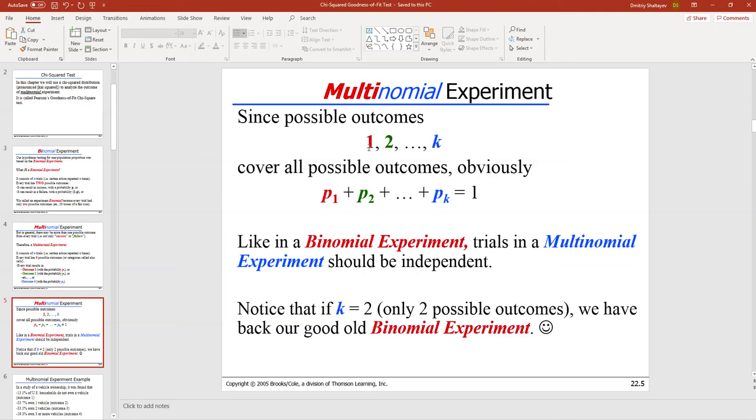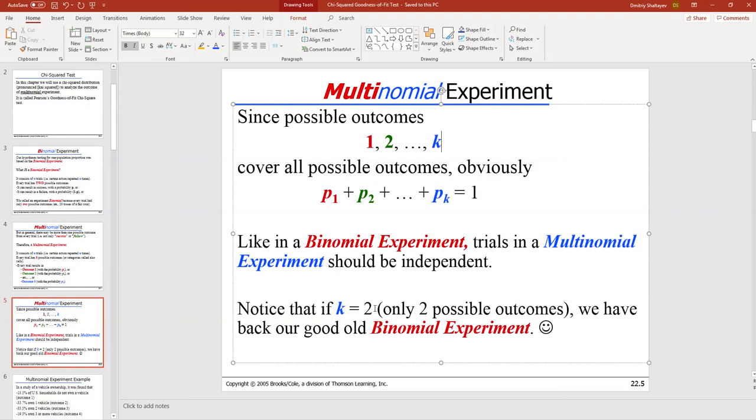Obviously, k is the total number of possibilities, right? Then if I add together the corresponding probabilities, that should give me certainty, 100%, right? Because I don't know which one of these outcomes will happen. All I know is one of them will happen for sure. So if I add probabilities of all possible outcomes, I should get 100% chance, 1.0, okay?